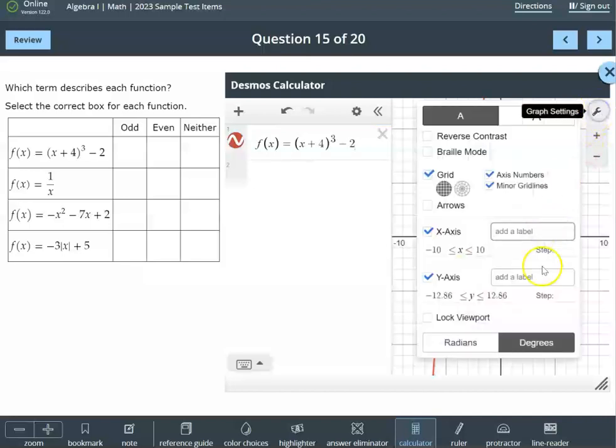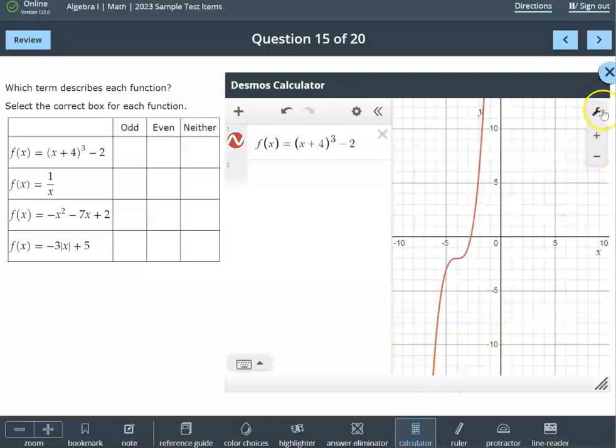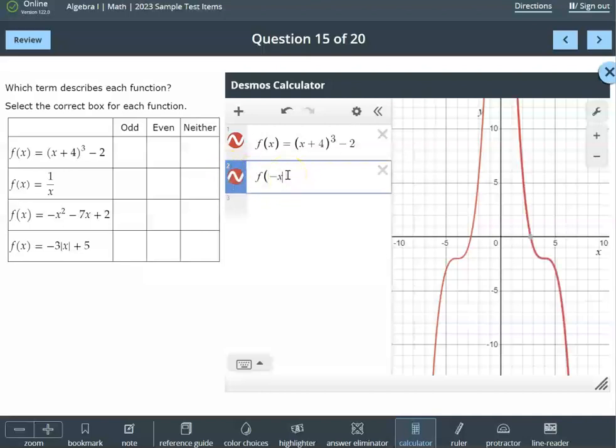If you would like to add the x label to your x-axis and the y label, that might help, and it may not be necessary, but I went ahead and did that by clicking on this wrench. Another way to do these problems is to use the notation that's in the definition. So I went to the second row and typed f of negative x.